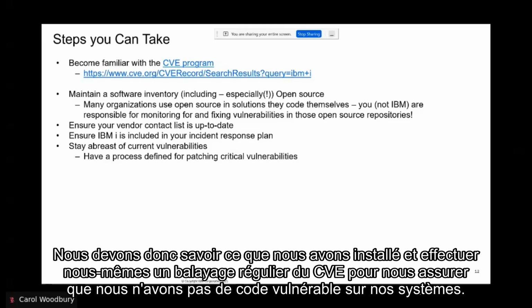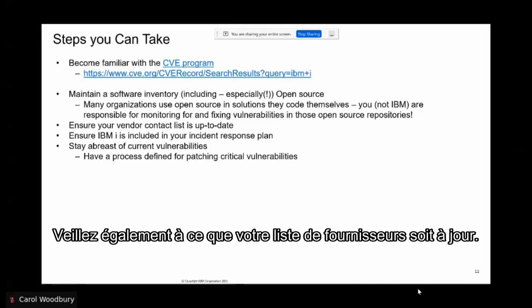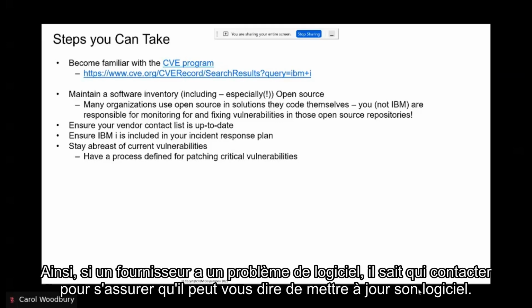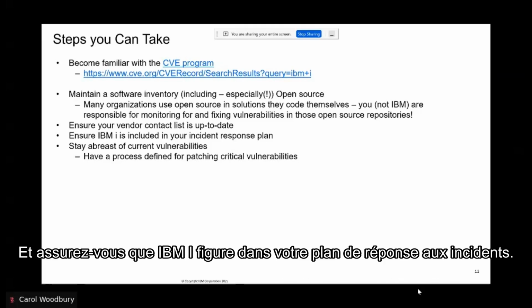Also, make sure that your vendor list is up to date. So if a vendor has a software issue, they know who to contact to tell you to update their software. And make sure that IBM i is in your incident response plan. All right.